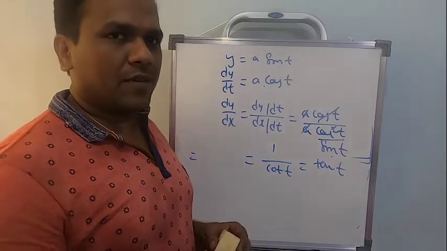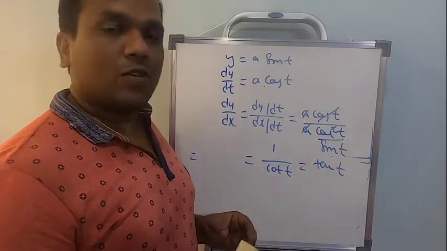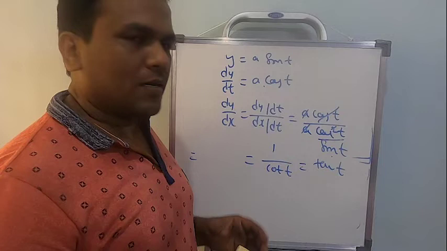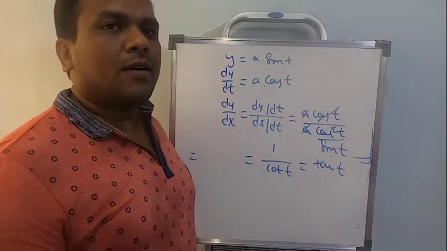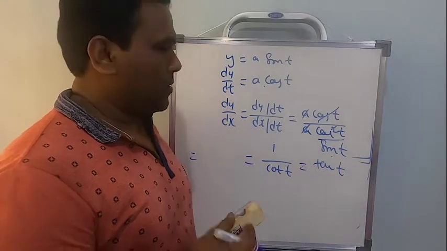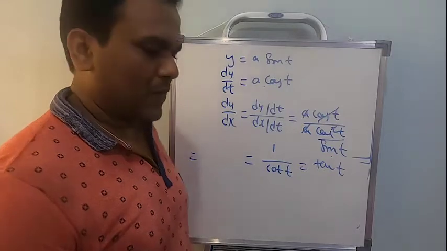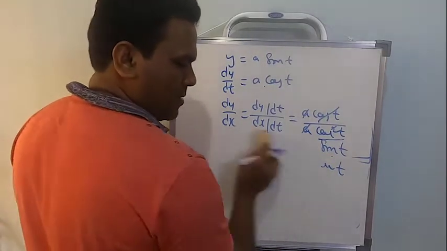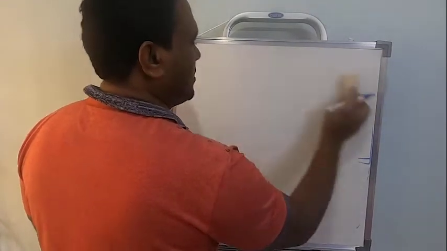A problem which is repeated most number of times in the board examination for 3 marks. So just sit and learn and practice. Take care of your trigonometric formulas. Simplification is quite easy. So that's about problem number 8.